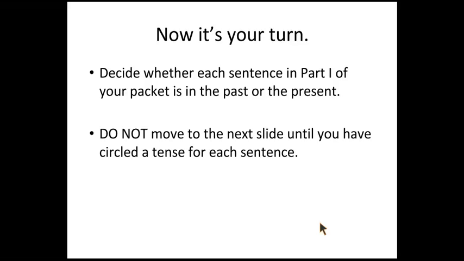All right. Now it's your turn. Here's what you're going to do. Look down at part 1 in your packet. The directions say indicate the tense of each sentence by circling past or present. So you're going to decide whether each of these sentences, there are 5 of them, are in the past tense or the present tense. Do not move to the next slide until you've circled a tense for each sentence. Go.